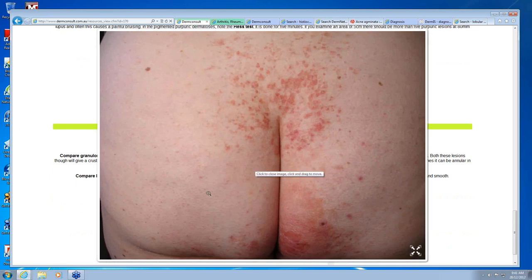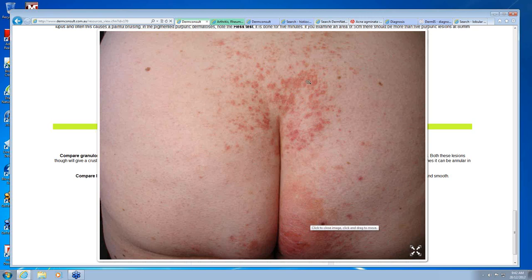What have we got here? Okay, it's a fairly symmetrical purpuric rash. To see that it was purpuric, you'd need to put some pressure on it and see if it didn't blanch. A rash like that, on the buttocks, you'd think of Henoch-Schönlein purpura. That's a little bit less likely.